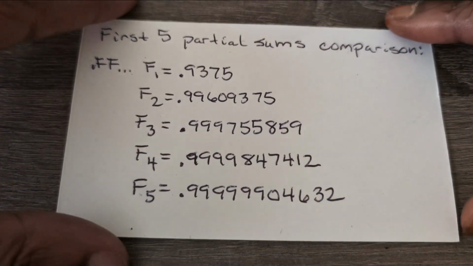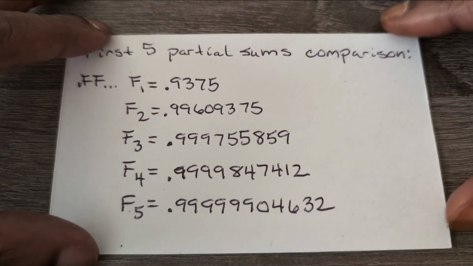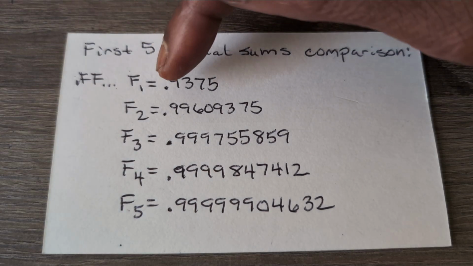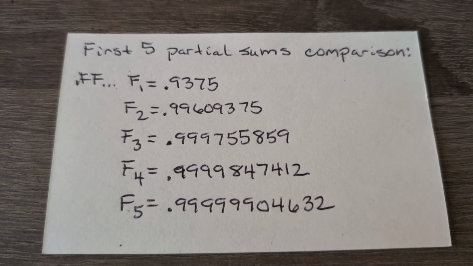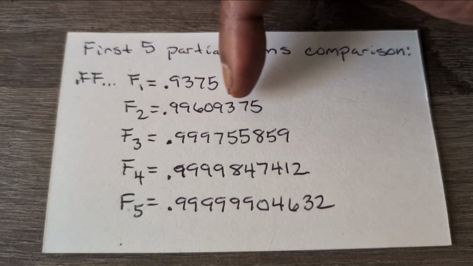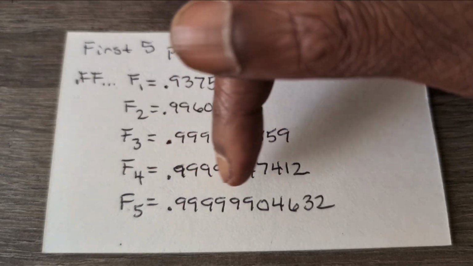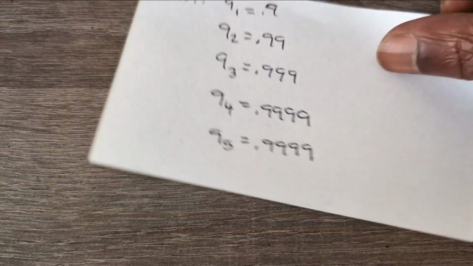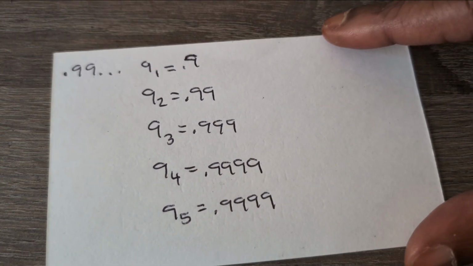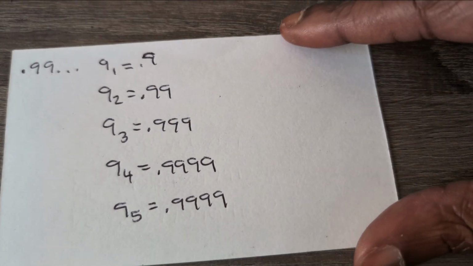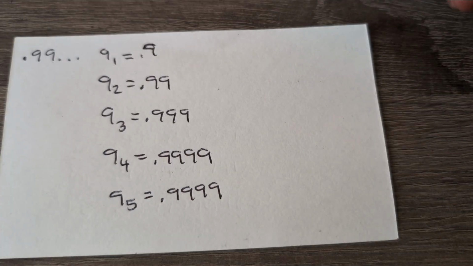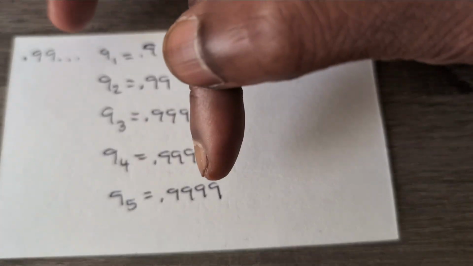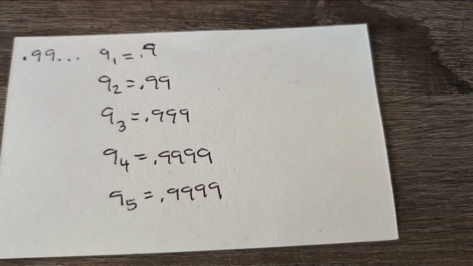Now I'm going to show you the first 5 partial sums of each one compared. You know what I'm saying? Okay, so the F goes like this: 0.9375, and then as you go down, a bunch of 9s get added. The 9 goes like this. I guess I should have done this one first. See, 9 goes like that. It just goes 0.9, 0.99, 0.999, 4 9s, and then I forgot a 9.